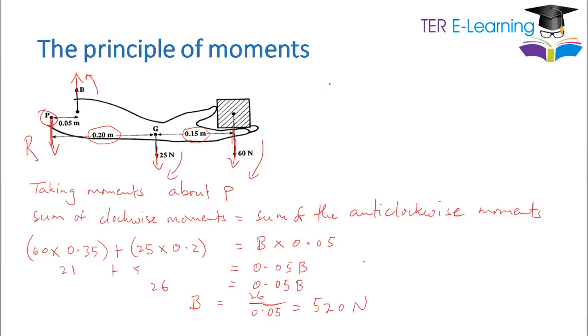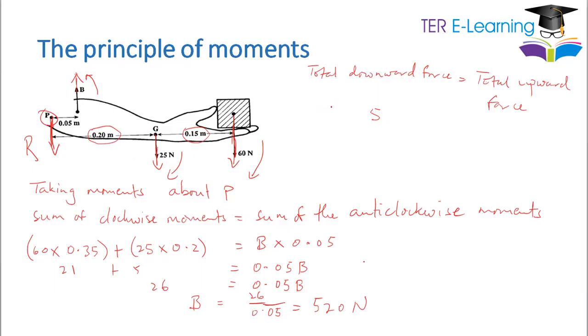Now, in this case here, all we need to do is say total downward force equals total upward force. We can make that statement because the arm is horizontal. So, my upward forces, we have B. B is the only thing that's acting upwards. So that's 520. Sorry, we're looking at the downward forces.